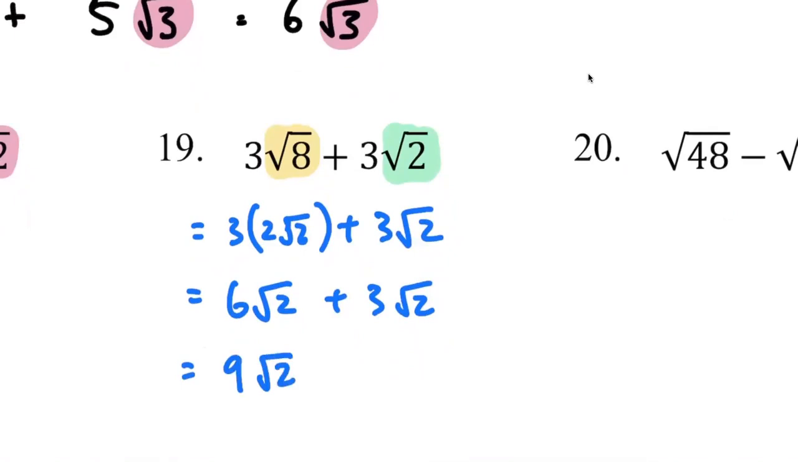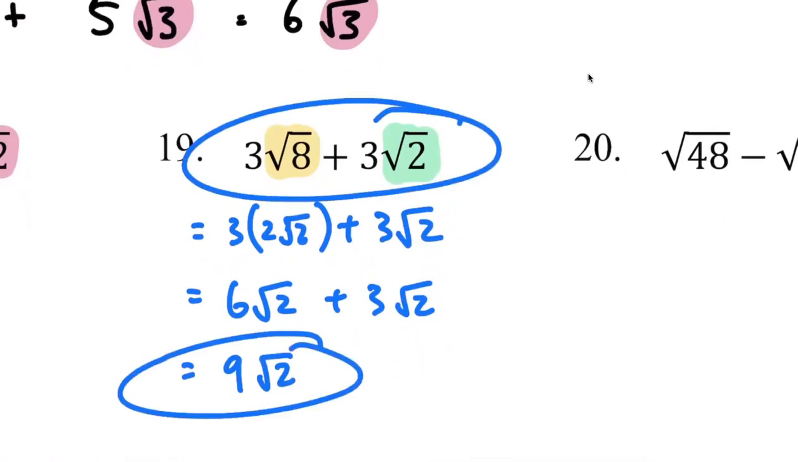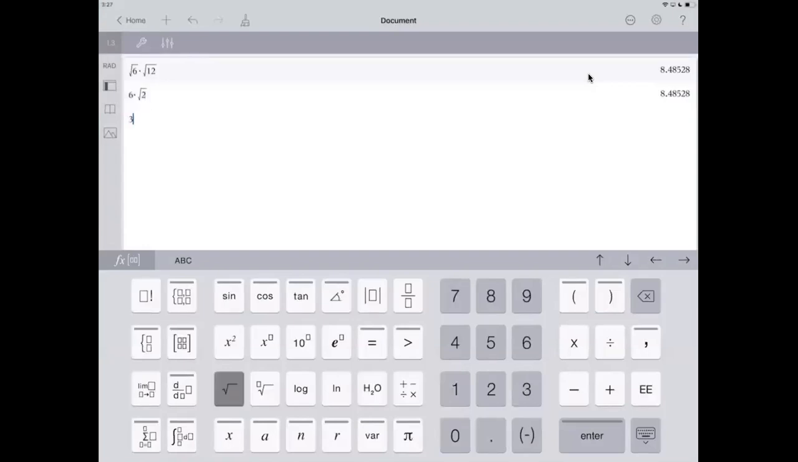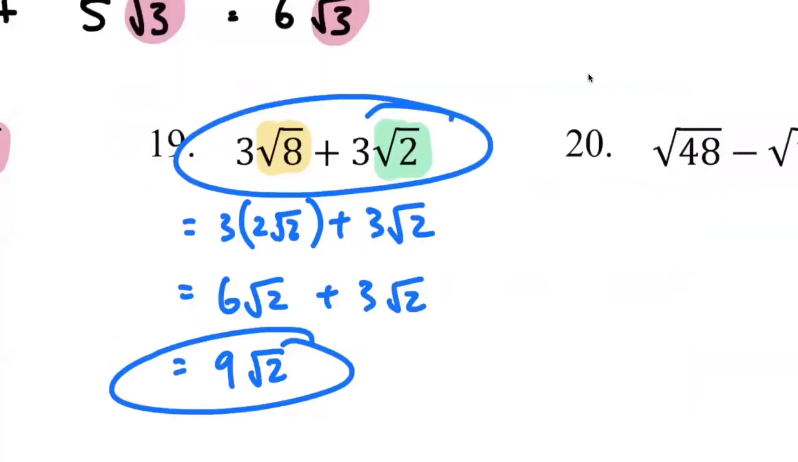Okay, and again, if you are skeptical, like, I just want to check if I'm right, go ahead, type these into the calculator, right? 3 root 8, plus 3 root 2. And then let's go ahead, get an answer. Okay, it's that number, 12.7279, whatever that is. And then what was the answer? The answer was 9 root 2, right? Let's see. See? Same number. So that's why the equal sign is very important, because for all the steps that you're doing, the value should keep on staying the same.